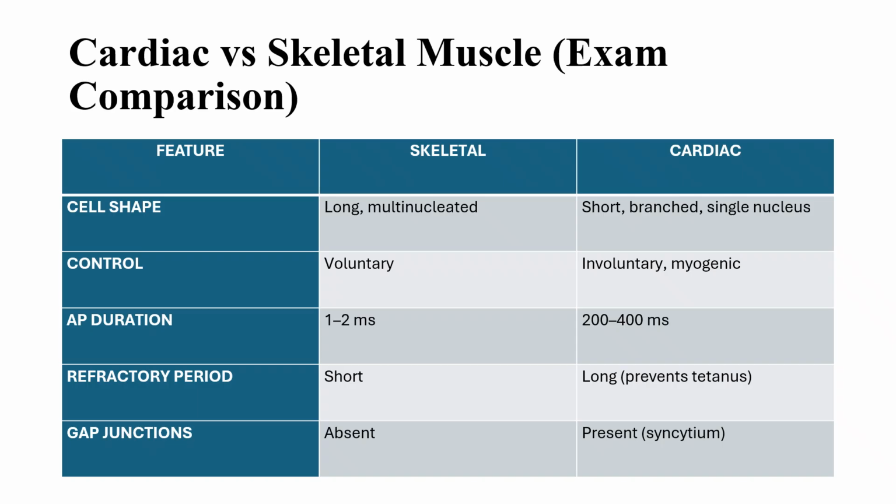Exam tip. When you get a question like compare cardiac and skeletal muscles, don't just list the differences, explain their physiological importance. For example, the long refractory period in cardiac muscle prevents tetany, ensuring rhythmic pumping essential for life.